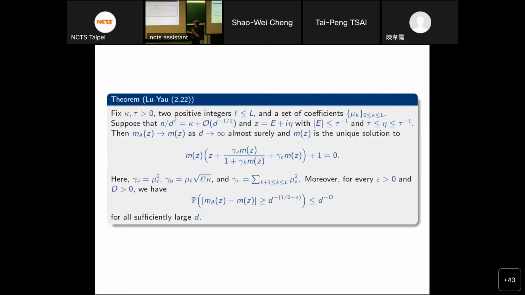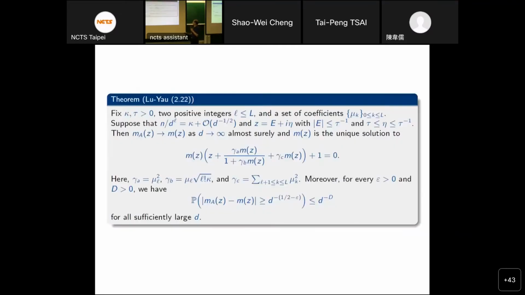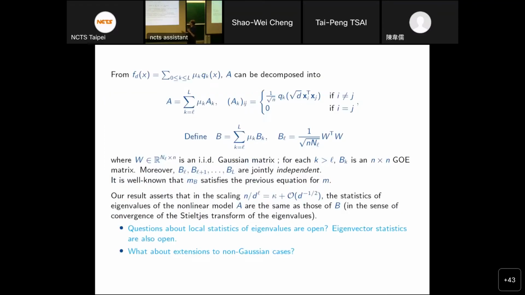So this is n over d to the L. So this is L. N is of the order d to the L. This is the L. All right. So this is the d to the L. And now you can take mu L.